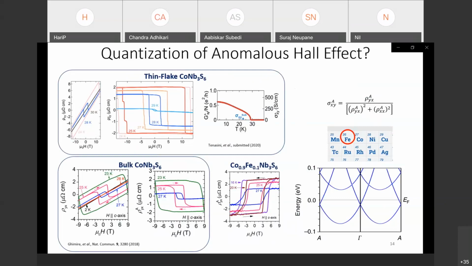And what we have done here is that we flipped the sign of the anomalous Hall effect through doping, which means we've moved the Weyl node from below the Fermi energy to above the Fermi energy. Then the idea becomes, if we can dope cobalt niobium 3 sulfur 6 with the optimal amount of iron and put the Weyl node right at the Fermi energy, the anomalous Hall effect will quantize.